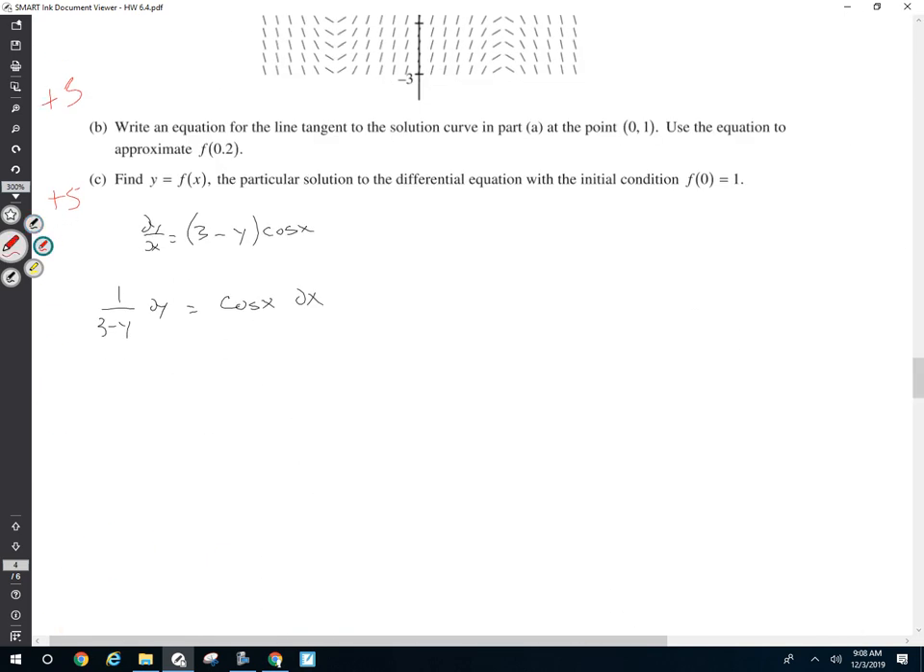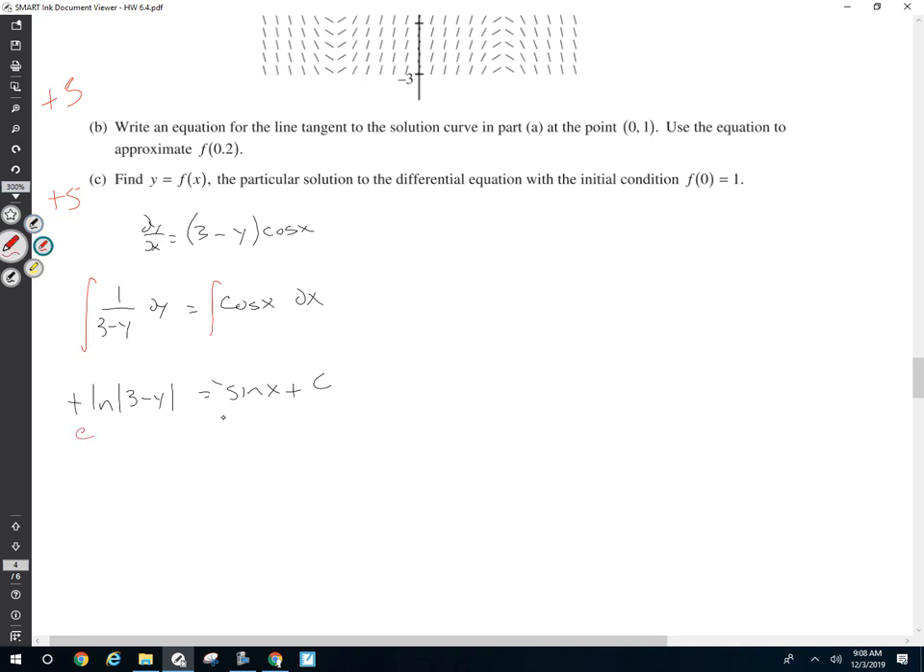So we're ready to take the antiderivative of both sides. Don't get caught. This is 3 minus y to the negative first. So it's log absolute 3 minus y, but I need a negative because of the coefficient of the y. Antiderivative of cosine is positive sine. Let's go ahead and solve for y, at least most of the way.